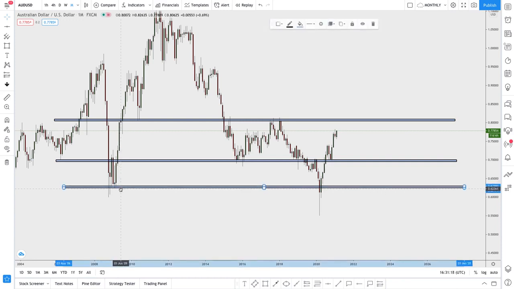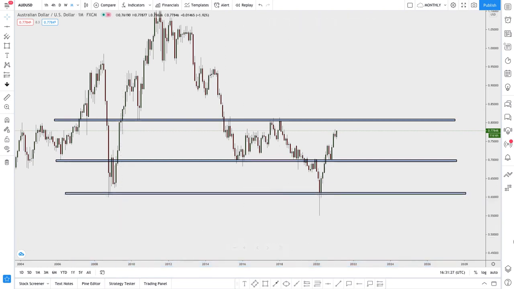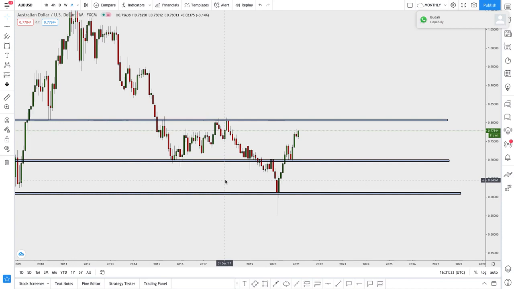Actually, I drew this down a little bit lower because AUD USD is an exception. AUD USD loves to respect round numbers. So instead of putting it here, I just dragged it all the way back down this way.